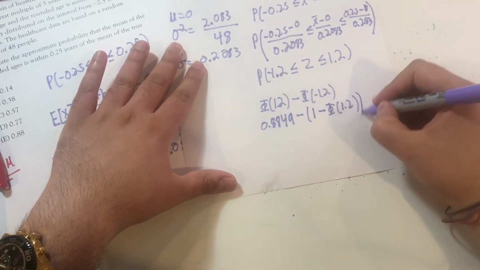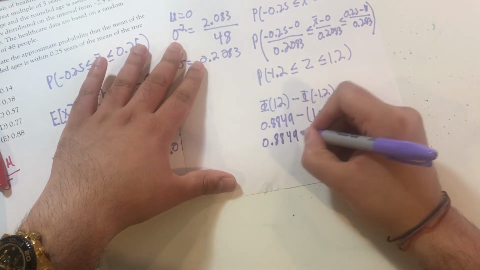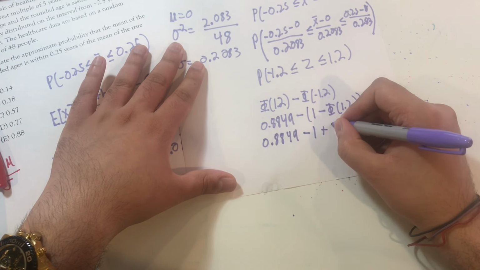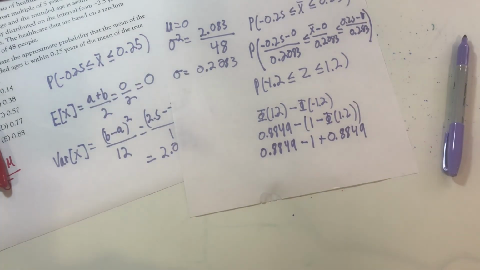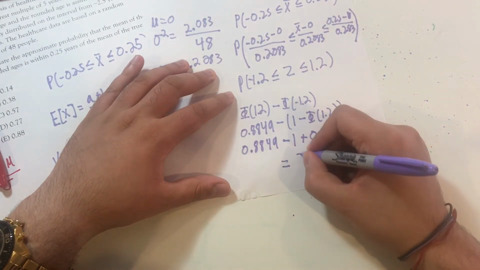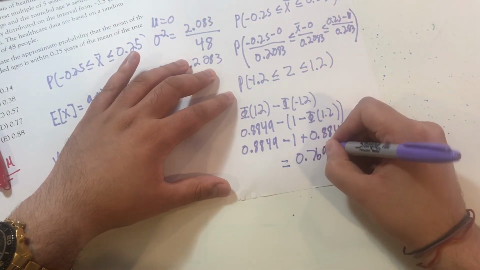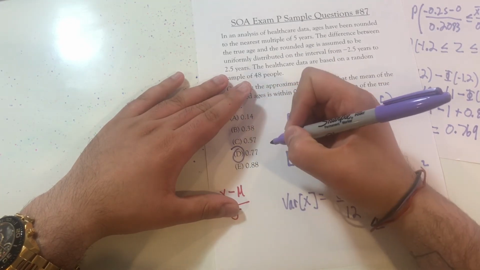And what I should be left with, I'm going to distribute out this negative. I already know the phi of 1.2. I actually just calculated that to be 0.8849 minus 1 plus 0.8849. And just compute that. And I get a final answer of 0.7698. What does that line up with? Well, that lines up with answer choice D.